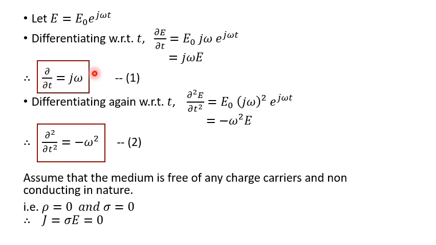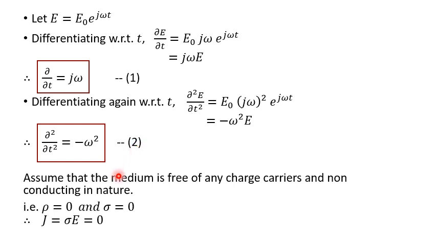So now we can define an operator dou by dou t is equal to j omega. If we differentiate this equation once again with respect to t, we will get dou square E by dou t square is equal to E0 into j omega the whole square e raised to j omega t. We know that j square is equal to minus 1, so you can also write this as minus omega square times E. From this equation, you can define another operator, dou square by dou t square is equal to minus omega square. I'm going to write this as equation 1 and this as equation 2.